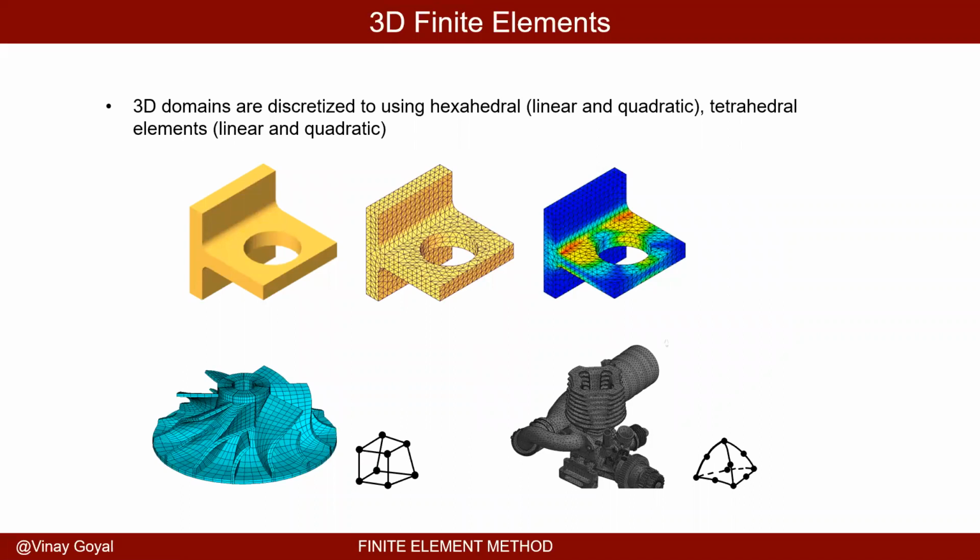Here you can see several models being used to represent a 3D geometry. So here you see a 3D domain discretized using hexahedral elements and tetrahedral elements, linear or quadratic. And by doing so, you can then represent the stress states within the system.